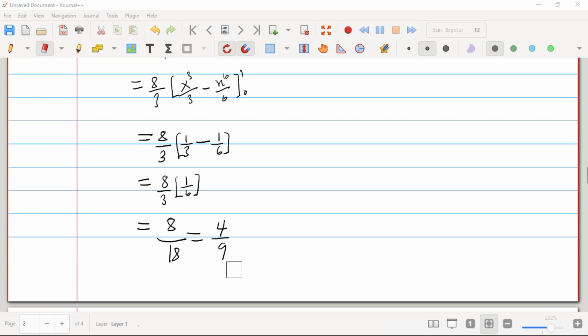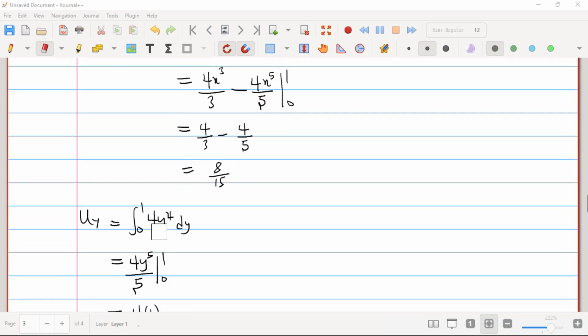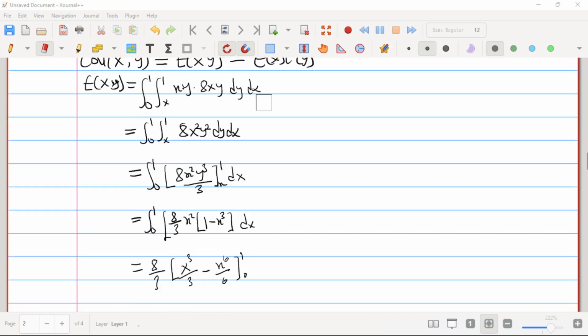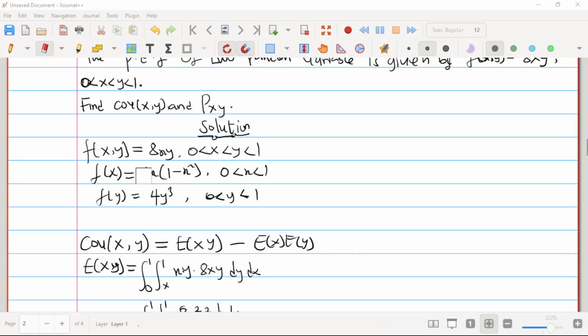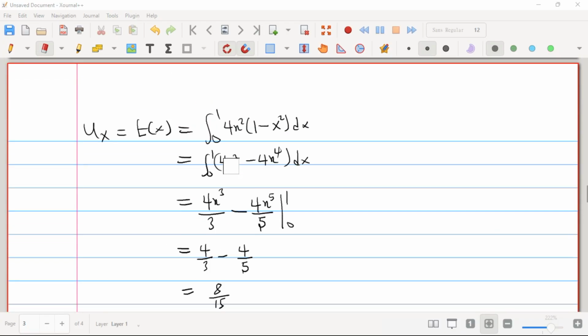So once you get 4 over 9, we have to also calculate for what? Expectation for x and then expectation for y. So for expectation of x, we already have our marginal of x. Integrate it on 0 and 1. So here we are going to integrate our marginal on 0 and 1.